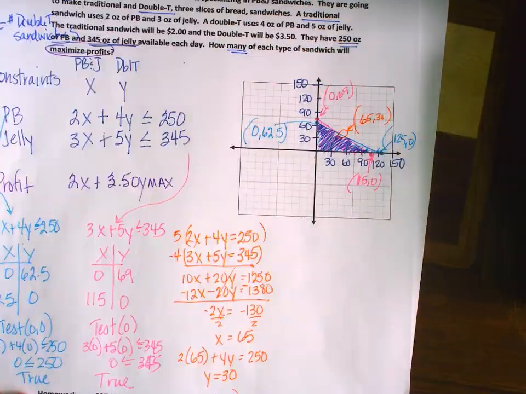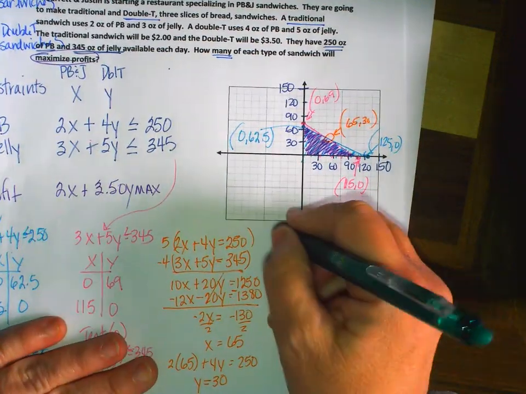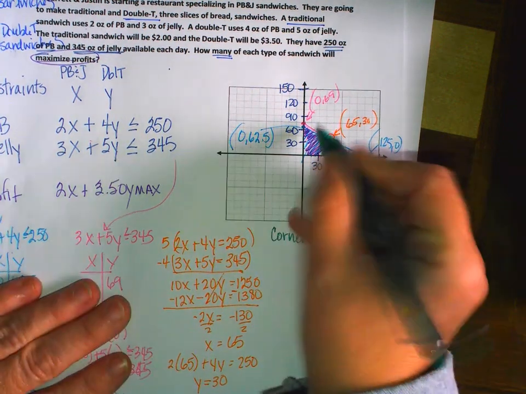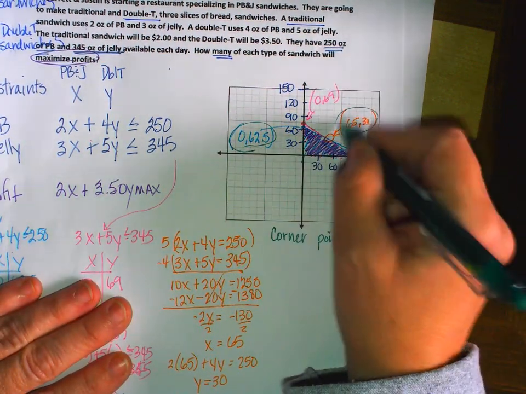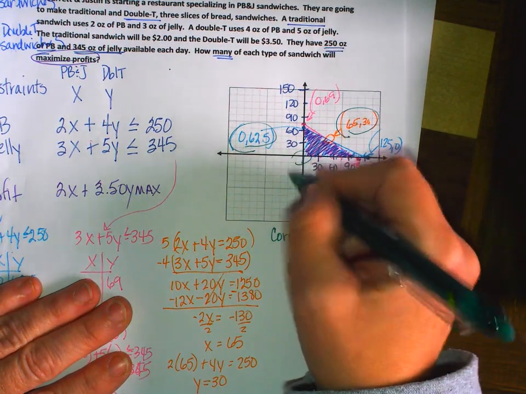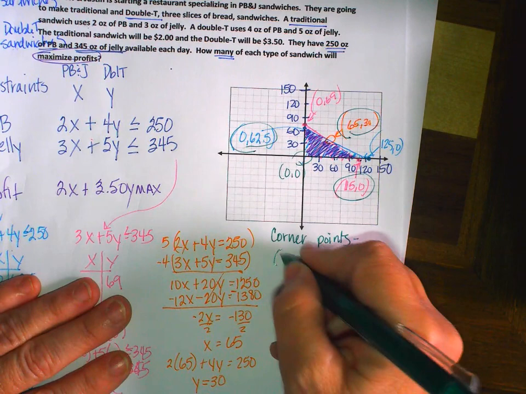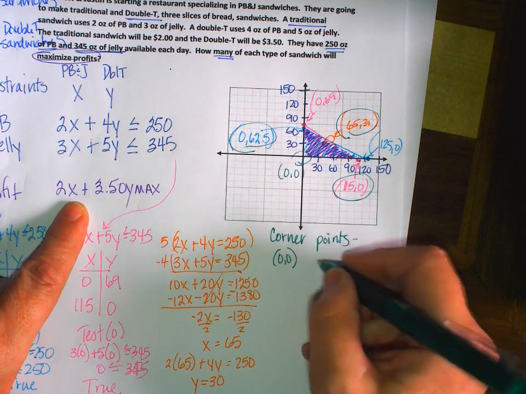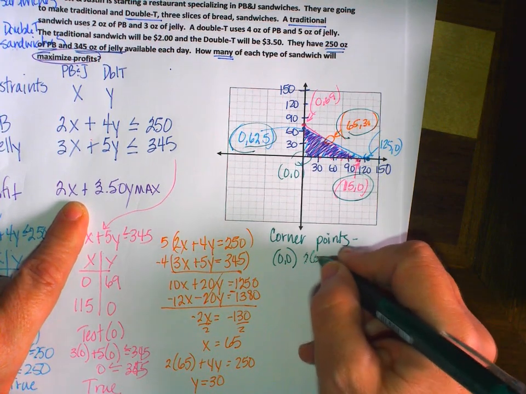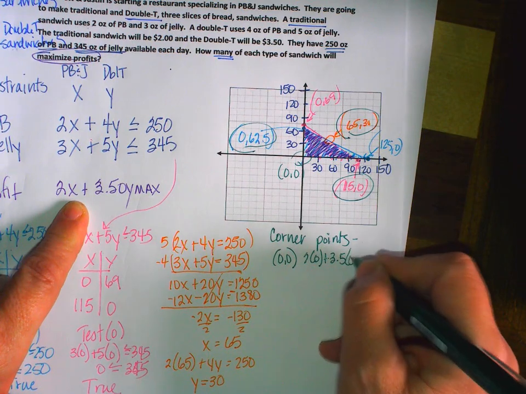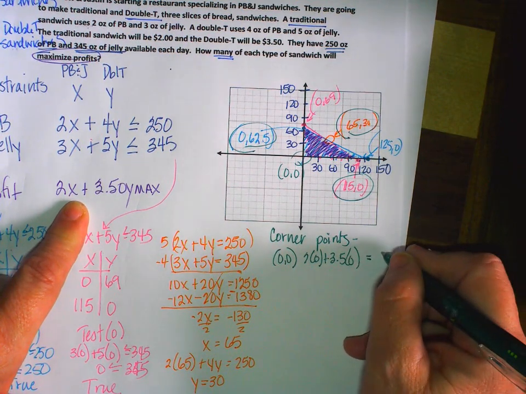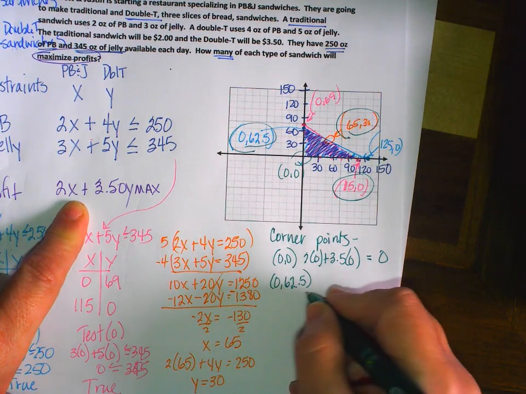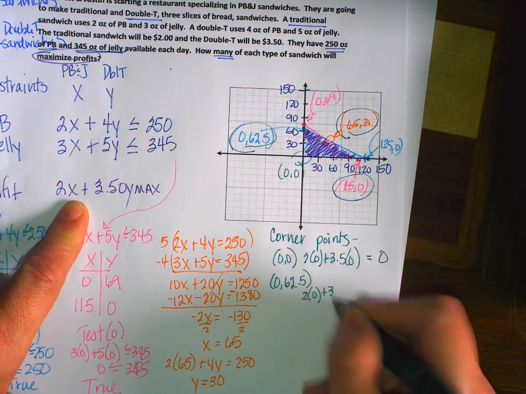Okay, and then the final step is to test all of our corner points. Now it's the corner points of the shaded region. So it would be this one, this one, this one, and of course 0, 0. So I always start with 0, 0. I'm going to plug it into my profit equation because I want to maximize profit. So 2 times 0 plus 3.5 times 0 equals 0. Okay, then I have 0 and 62.5. So I'm going to take 2 times 0 plus 3 times 62.5.